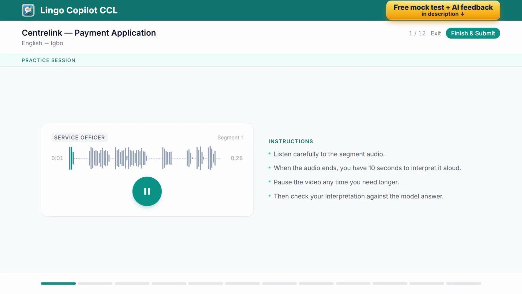Dialogue. This dialogue is between a woman and a Centrelink service officer. The woman has recently been made redundant and is seeking information about applying for the job seeker payment. The dialogue begins now.